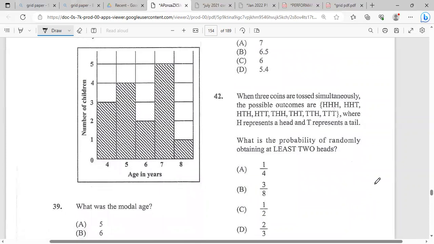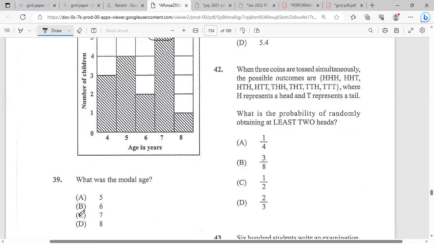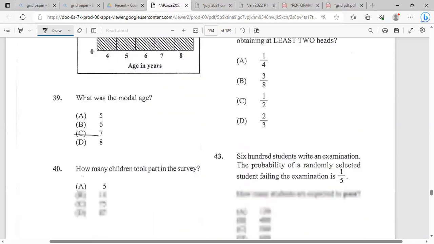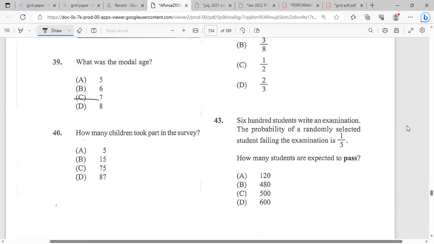What is the modal age? So basically, the modal age is the one with the highest bar. So 7 years is the one with the highest bar, not 5, because 5 children is age 7. All right, that's what it means. 4 children are age 5, so the modal age would be 7, the one with the highest bar. All right, let's move on to how many children took part in the survey.